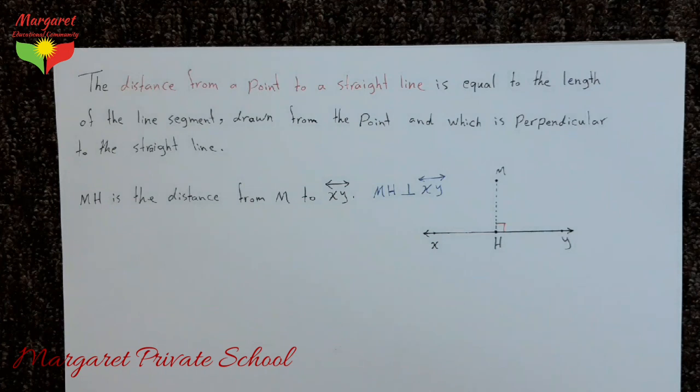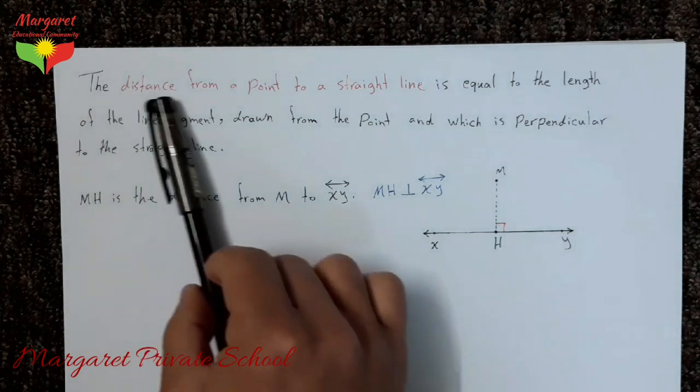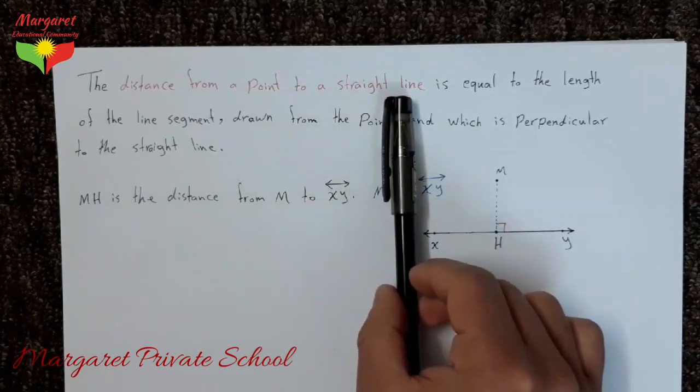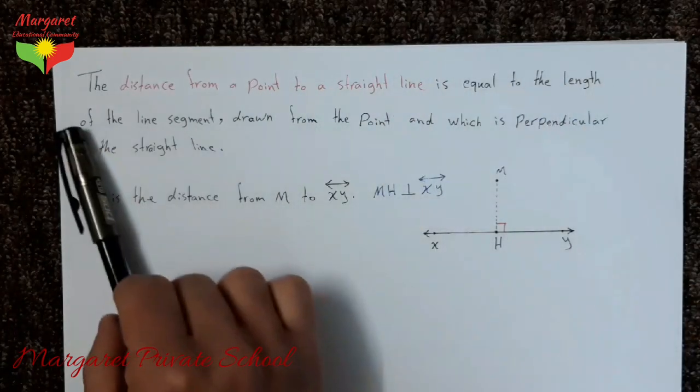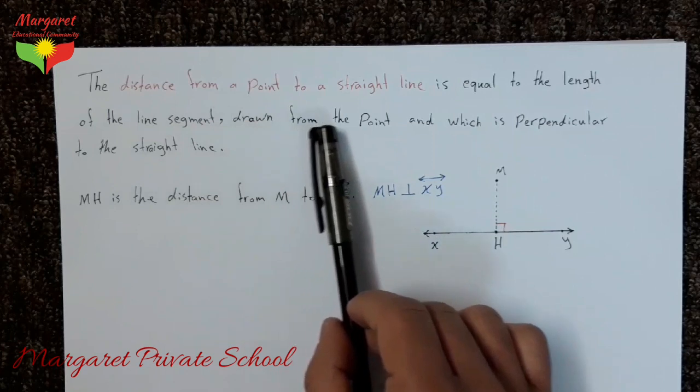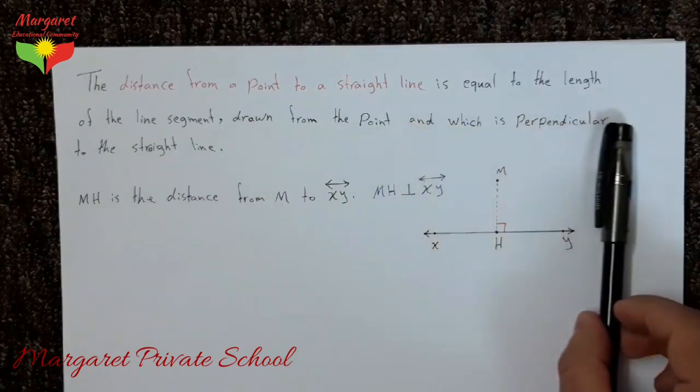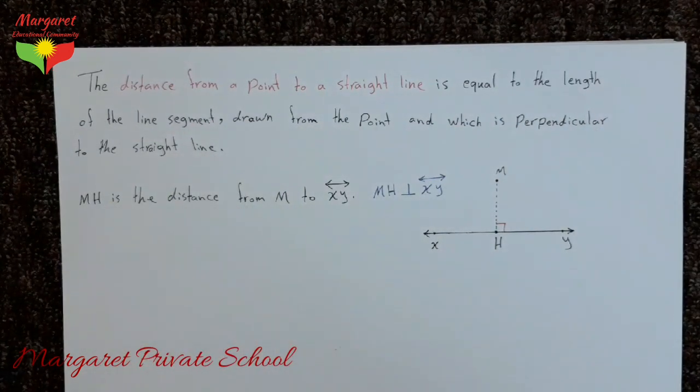First, we start with a review. In the previous lesson, we said that the distance from a point to a straight line is equal to the length of the line segment drawn from the point and which is perpendicular to the straight line.